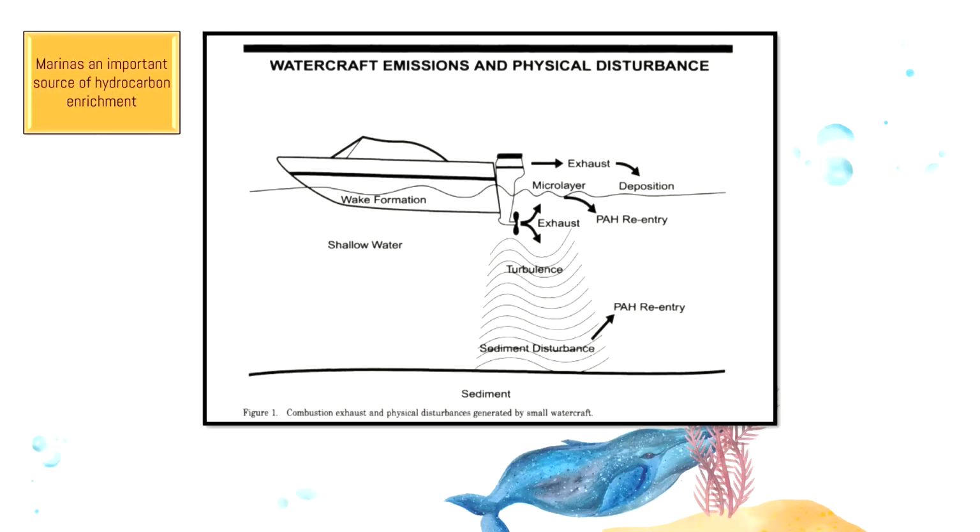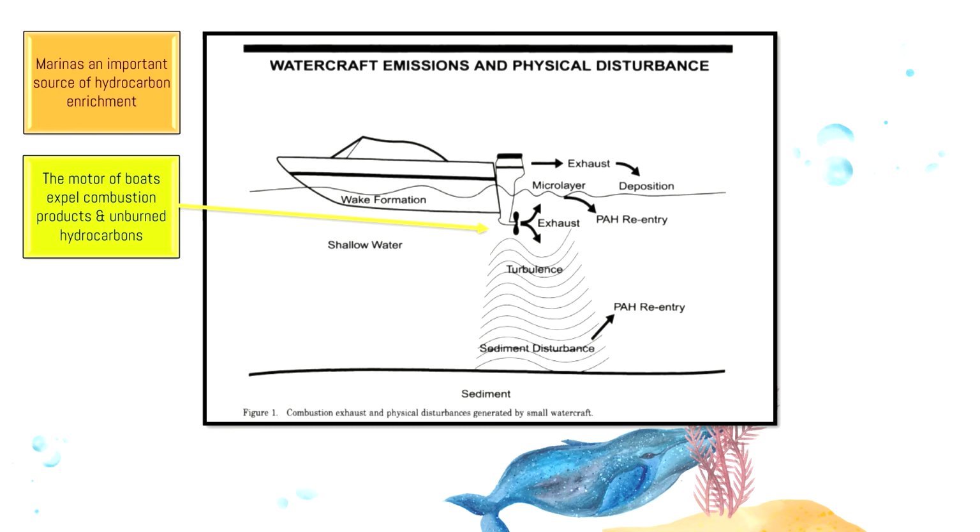Marinas are an important source of hydrocarbon enrichment in nearshore areas. As you can see in the figure shown, the motors of boats expel combustion products and unburned aromatic and non-aromatic hydrocarbons from gasoline, diesel fuel, and lubricating oil into the water or into the air just above the water surface. Gasoline engines are a proportionately greater source of PAH than diesel engines.